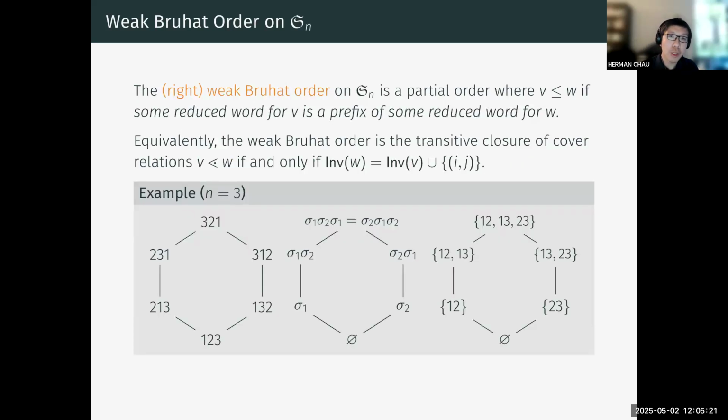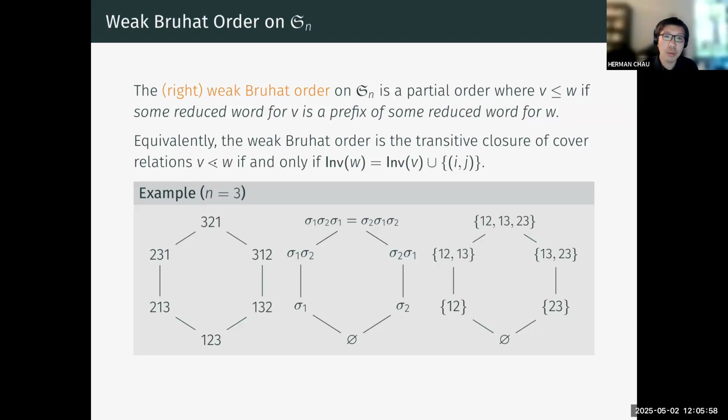The weak Bruhat order is a partial order where, if you compare two permutations v and w, you look at reduced words for v and reduced words for w. If some reduced word for w has as a prefix a reduced word for v, then we say v is less than or equal to w. Specifically, this is the right weak Bruhat order, because you can think of it as starting with a reduced word for v and multiplying by adjacent transpositions on the right to get to a reduced word for w.